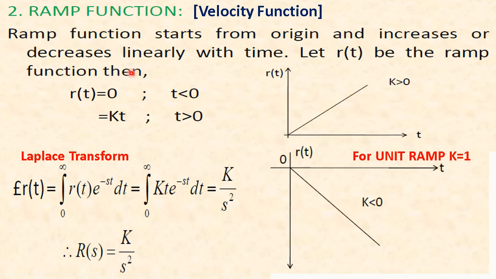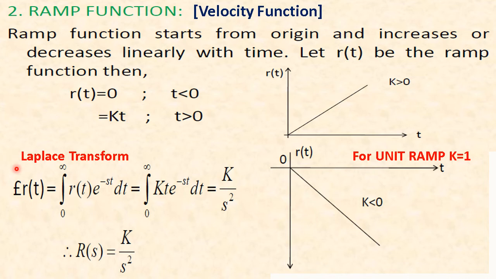Now the second one is the ramp function or the velocity function. The ramp will start from the origin and increases or decreases linearly with respect to time. Let r of t be the ramp function. So r of t is equal to 0 for t less than 0. If t is greater than 0, it is k into t. K is the magnitude, and k will be greater than 0.